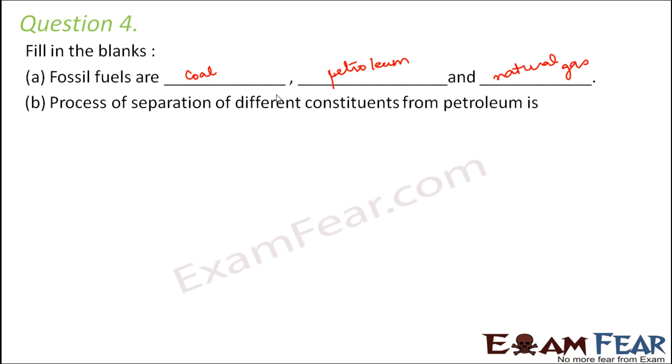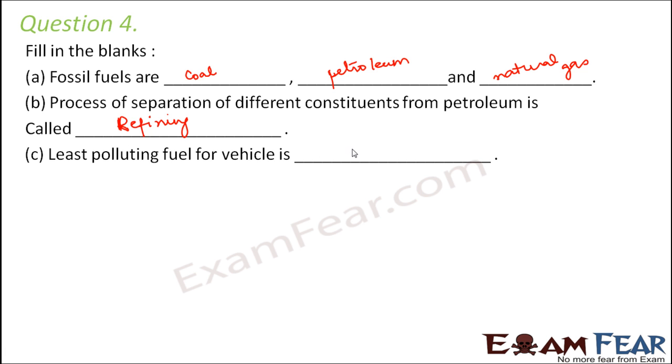Process of separation of different constituents from petroleum is called. So what are the various constituents of petroleum? Petrol, diesel, kerosene, paraffin, wax, lubricating oil. So they are all various components. So what is that process where we separate them? That process is called petroleum refining, and it takes place in a petroleum refinery.